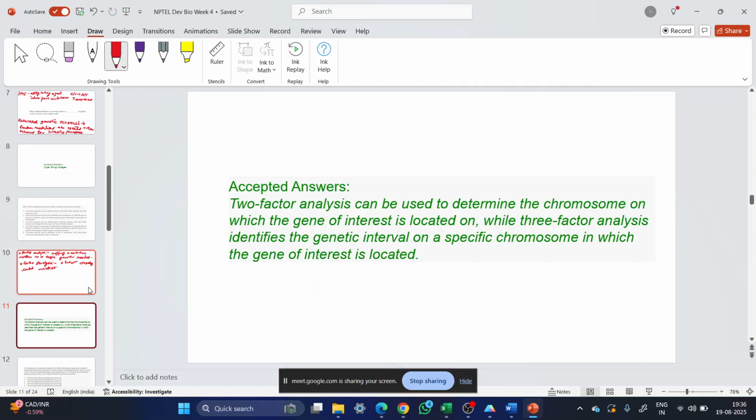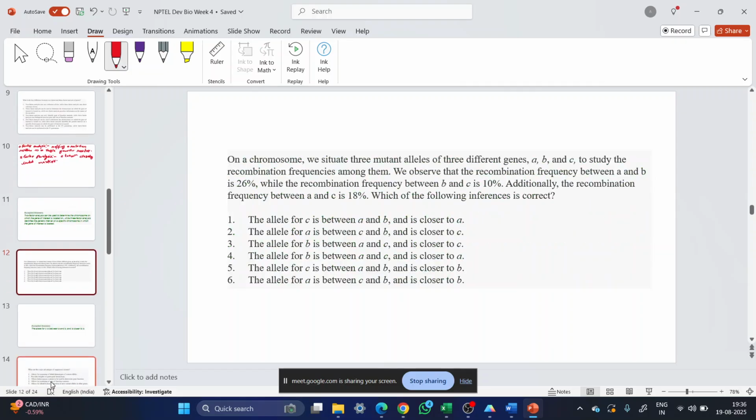So as we just discussed, what is the difference between two-factor analysis and three-factor analysis? With the help of two-factor analysis, you can only determine the chromosome on which the gene of interest is located. But when you are doing a three-factor cross, you will actually get the idea of the genetic distance or the genetic interval on that particular specific chromosome. So this is the basic difference between a two-factor analysis and a three-factor analysis. Okay, so let us come to the next question.